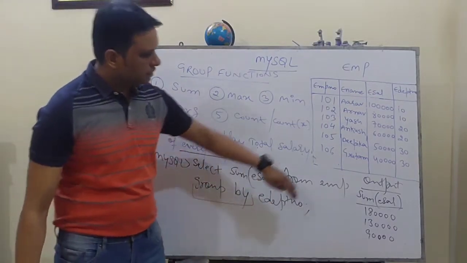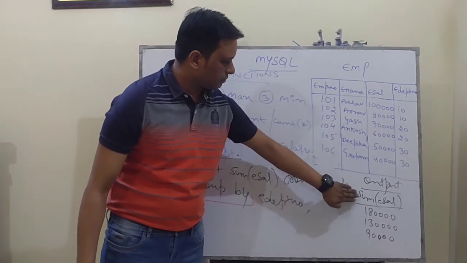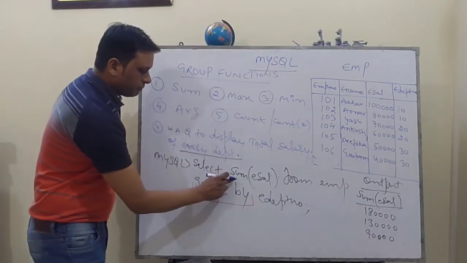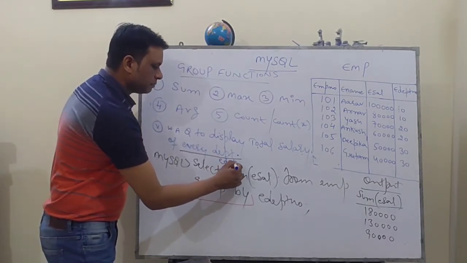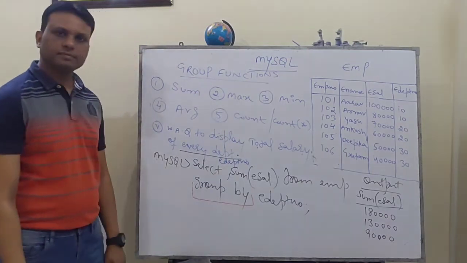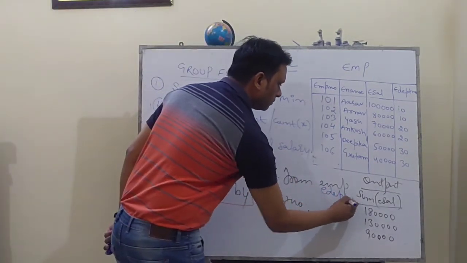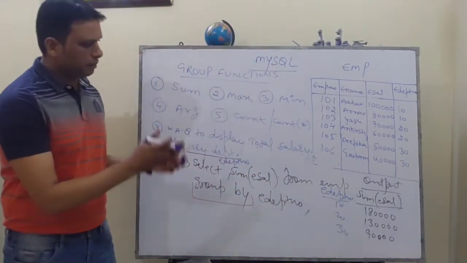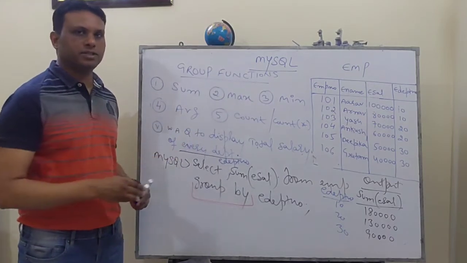If we have to display department number also, before this sum E salary, then what changes are required? Before this we have to write E department number. Now what will you get? You will get E department number 10, 20, 30. You will get department numbers also. You will understand this with the help of the next query.